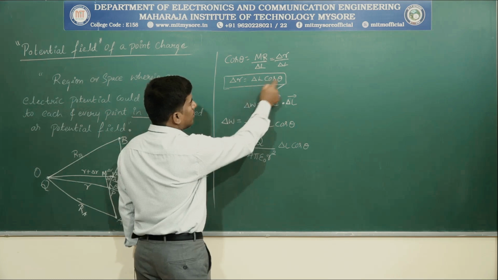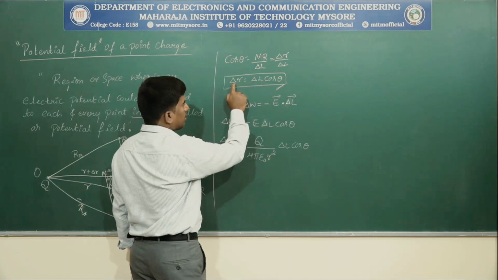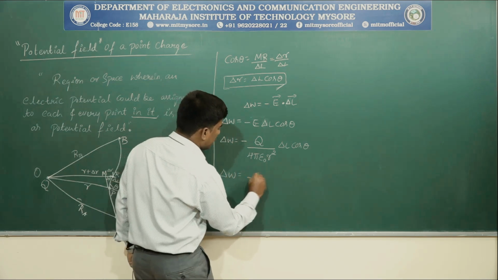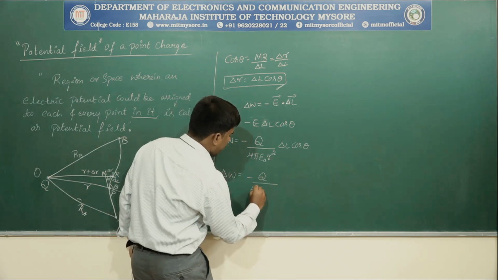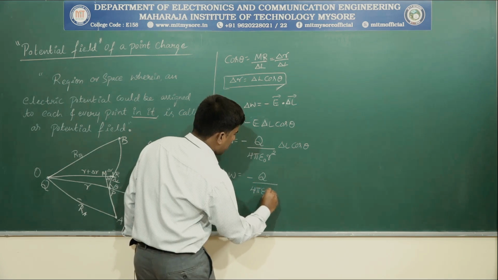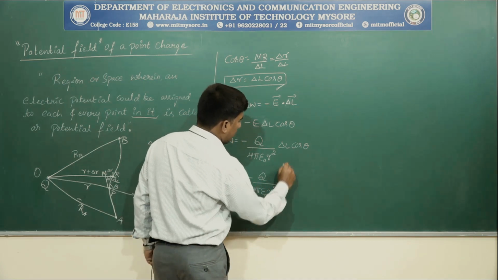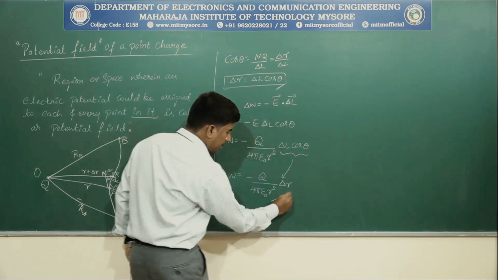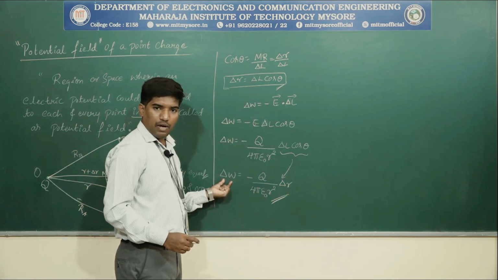What is delta L into cos theta? Delta L into cos theta is delta R. From the above equation, if we substitute like this, minus Q divided by 4 pi epsilon naught into R square into this quantity can be written as delta R, right? This is the elementary work done.